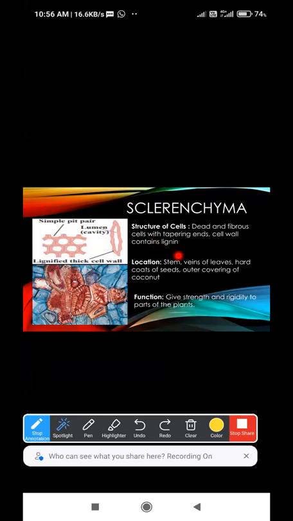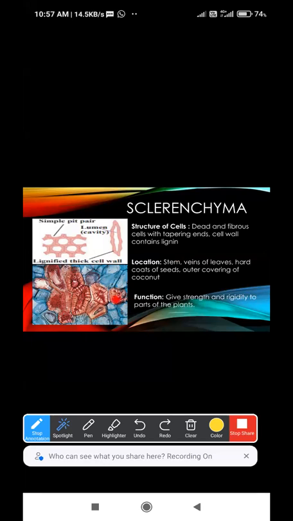They are usually present in the stem, in the veins of the leaf, on the seed coats, and outer covering of the coconut. Whatever hard part of the plant that we observe, including the covering of the stem, which has become hard, seed coats, fruit coats, which are hard. They contain the sclerenchyma tissue.